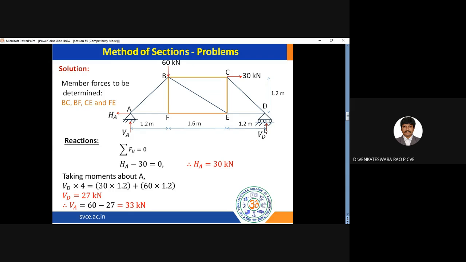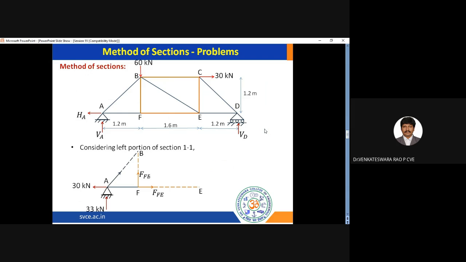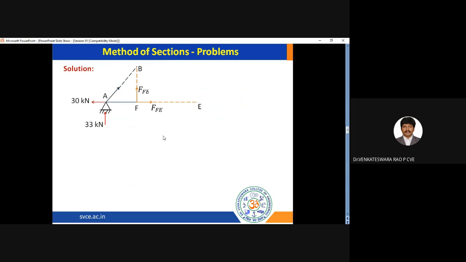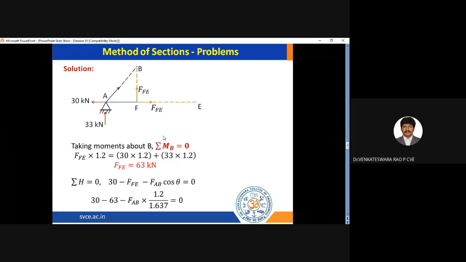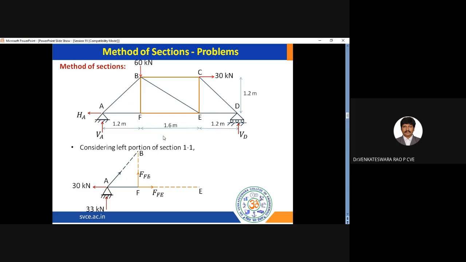So once after getting those values, you can indicate those things. I think I forgot to indicate here in this original picture, but anyway, I have shown here. Now what I said, I think the section line is missing here. I'm sorry. I think I'm copying it from the slide which I already prepared, and the section line I have not grouped in the picture.